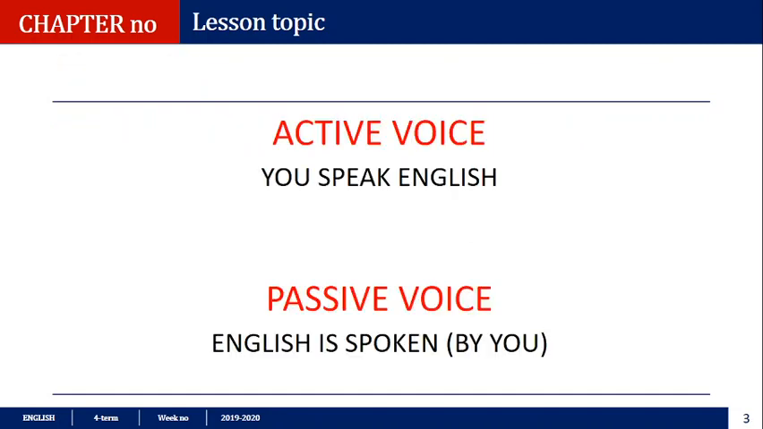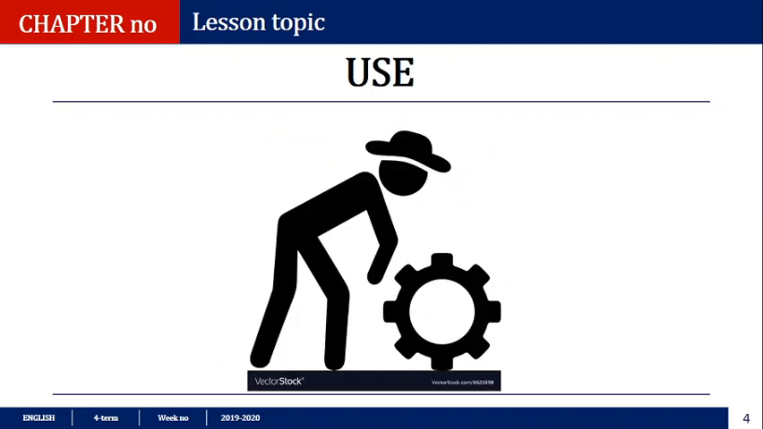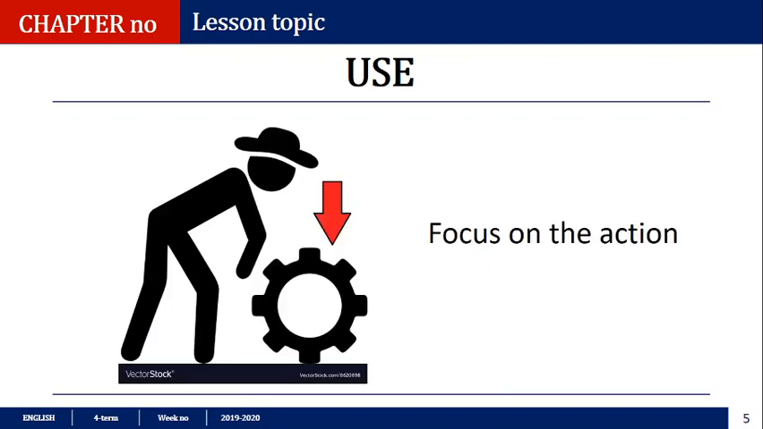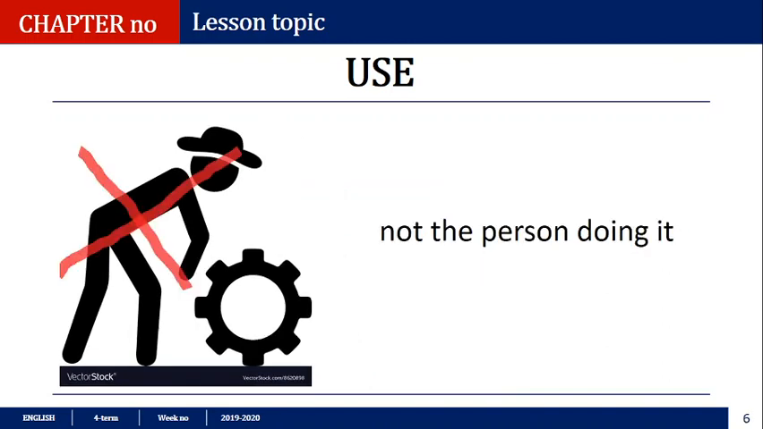And before starting the passive voice, let me show you an example of the difference between active voice and the passive voice. As you can see, in active voice, you speak English, and in the passive voice, English is spoken by you. So, as you can see, we use a passive when we do not know or do not want to say who or what is responsible for the action. And here we can see that the focus is on the action itself, but not the person doing it.